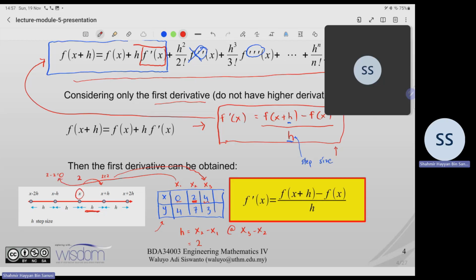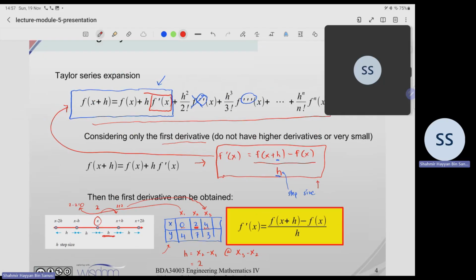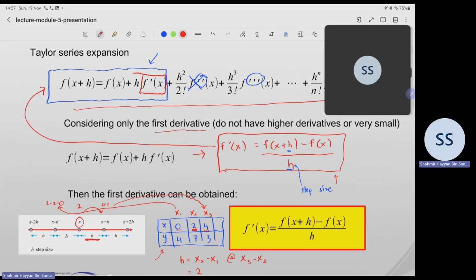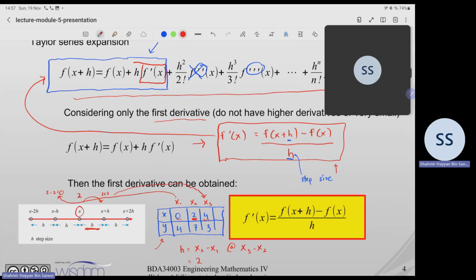This is just an overview for you to know where the first order derivative comes from. It is basically coming from the Taylor series expansion. And what is h? H is what we call the step size. Sometimes h is not given directly in the question, so you need to find the h value by finding the step size between the two values of x.